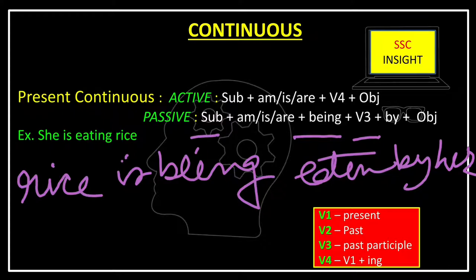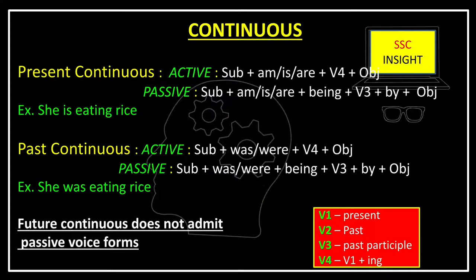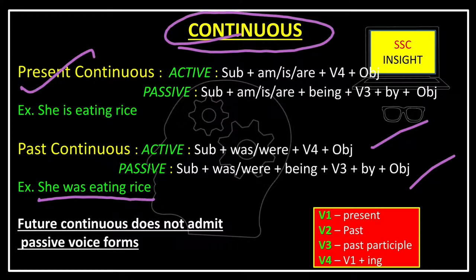Next one is past continuous tense, and these are the forms in case of active and passive. If the example is she was eating rice, then it will be rice was being eaten by her. And future continuous doesn't admit the passive voice form. So we should remember that in case of continuous, present and past are okay, but in future continuous, passive voice form cannot happen.